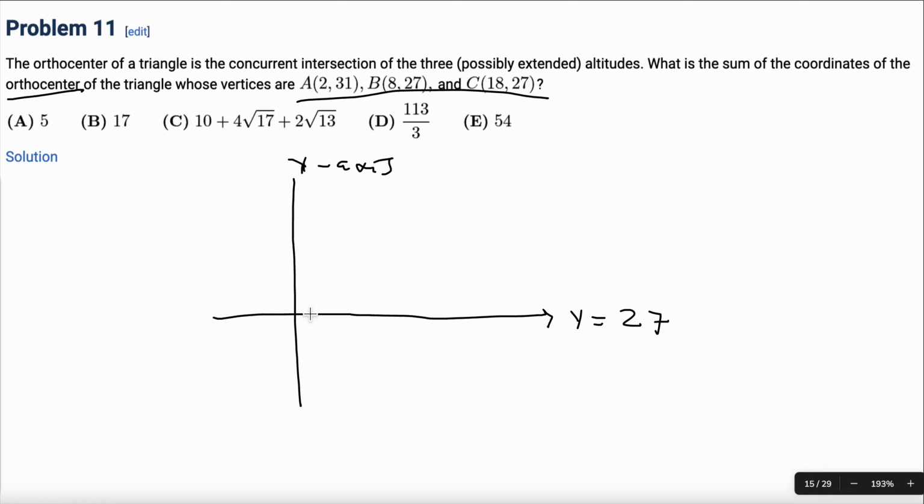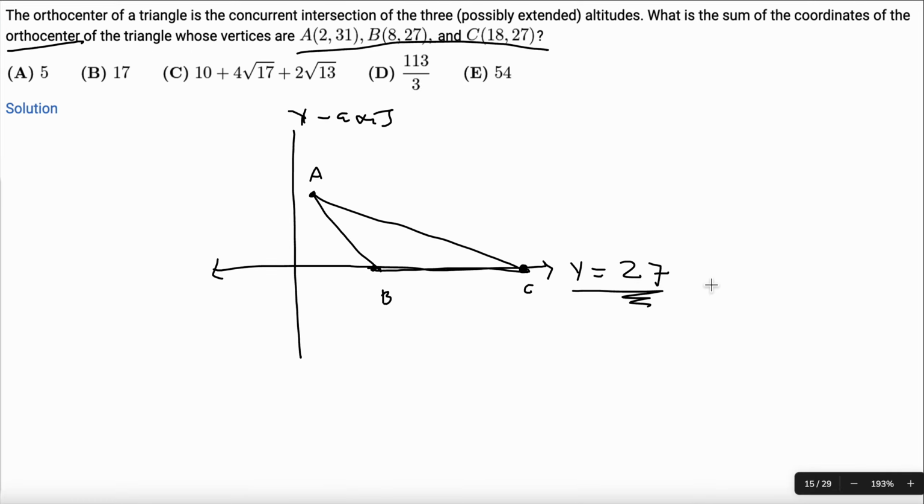to draw. So for example, (2, 31), somewhere around here, this is going to be A. Then (8, 27) is going to be on this line, maybe here. And then (18, 27) is going to be around here. This isn't exact, this is just to get a visual of what this triangle looks like. So this is what the triangle looks like, and we have to keep in mind that this is the line y equals 27, this is not the actual x-axis.